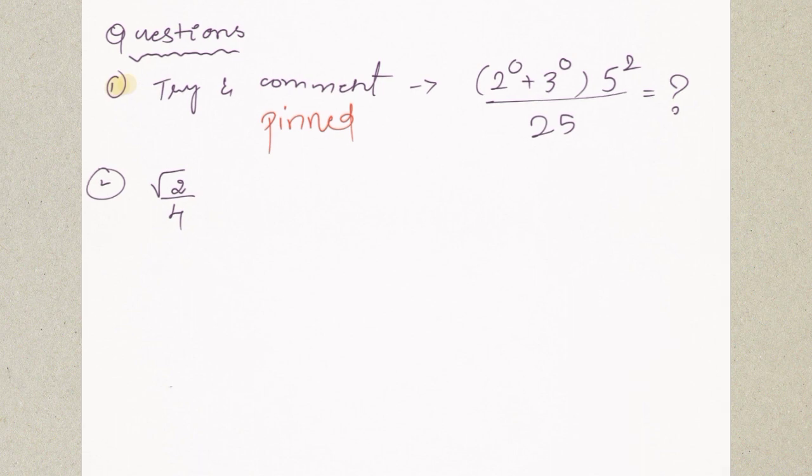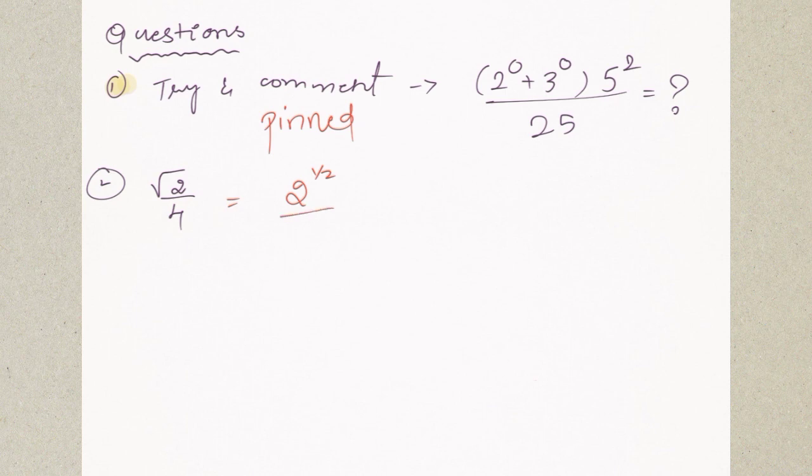So the question is root 2 by 4. First I will write root 2 as 2 to the power 1 by 2, because root a is nothing but a power 1 by 2. If cube root of a is there, then it is a to the power 1 by 3. Correct. So in that way I am going to write it.